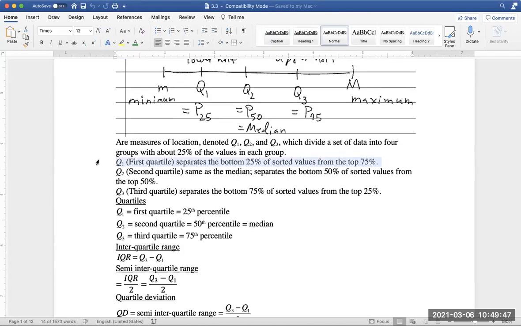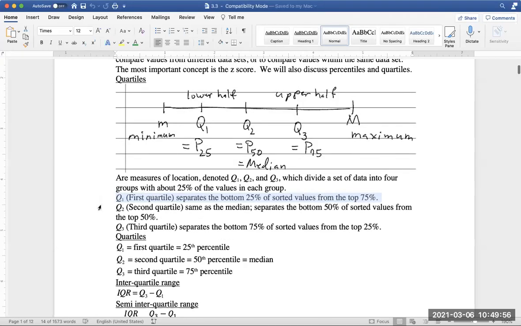So the first quartile separates the bottom 25% from the top 75%. The second quartile, the median, separates the bottom 50% from the top 50%. The third quartile separates the bottom 75% from the upper 25%. So the first quartile is the same as the 25th percentile. The second quartile is the same as the 50th percentile, which we also call the median. And the third quartile is the same as the 75th percentile.